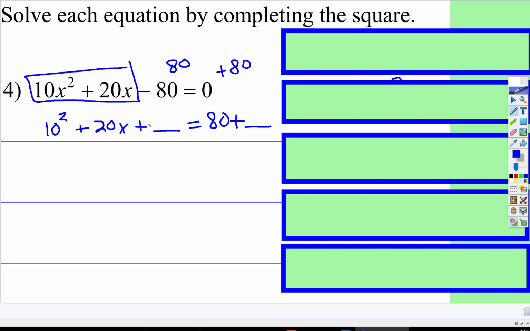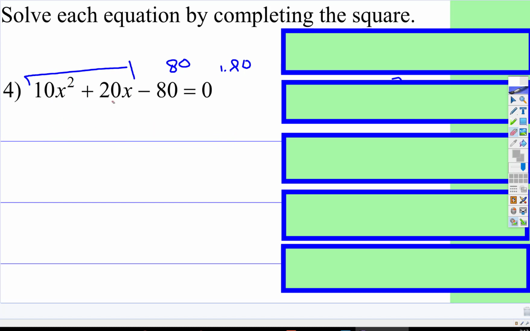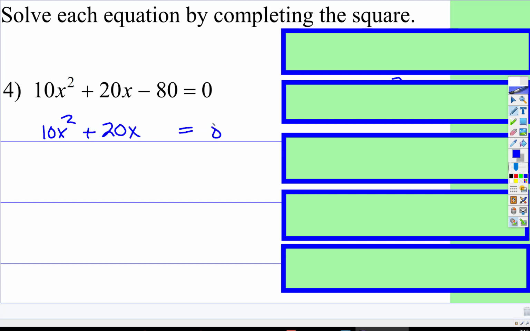Well, technically, before you put the plus blanks, we need this coefficient to first be 1. So we're going to divide everything by 10 first. Sorry about that if that was confusing. So let me backtrack a little bit. You're going to get these two items by itself. We added the 80 to both sides.